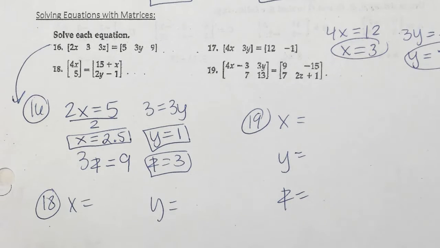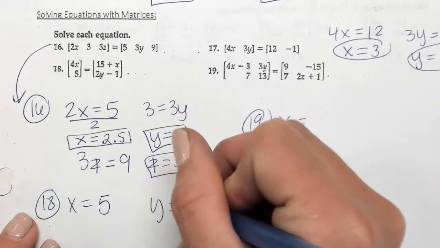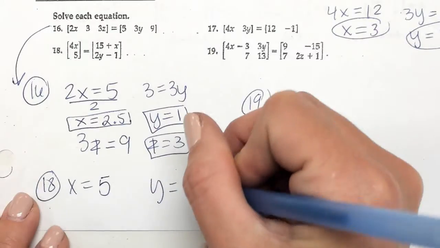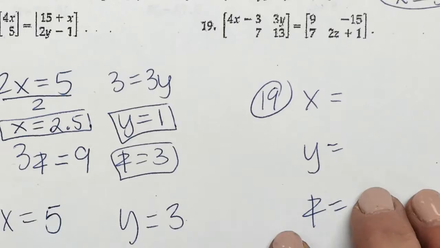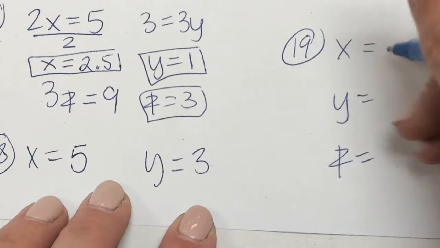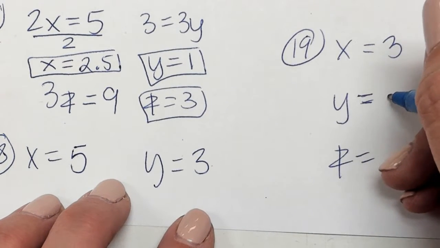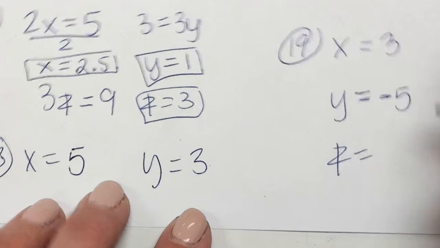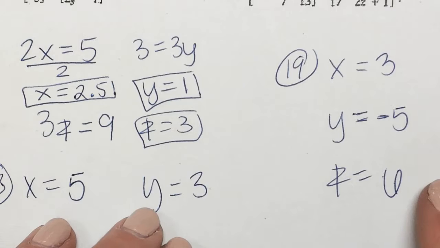Alright, let's go over these. Bryant, what'd you get for X on 18? 5. Alright, Marilia, what'd you get for Y on 18? Do I need to go over these? Are they correct? Alright. Rihanna, what'd you get for X on 19? 3. Abigail Lund, what'd you get for this one? -5. Abigail Kennedy. 6. Do I need to go over these?